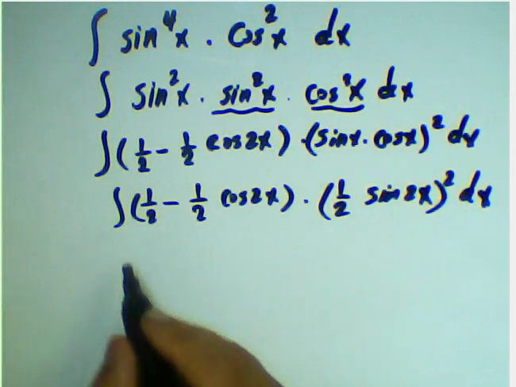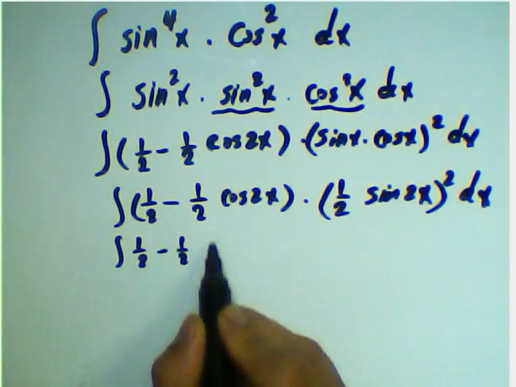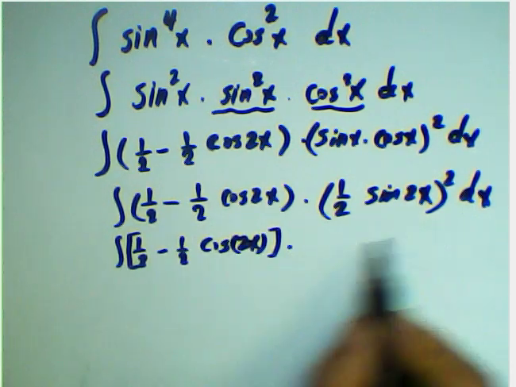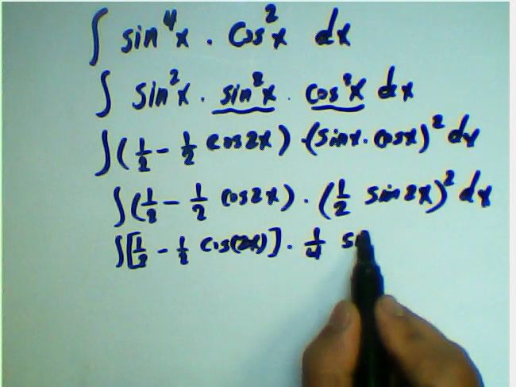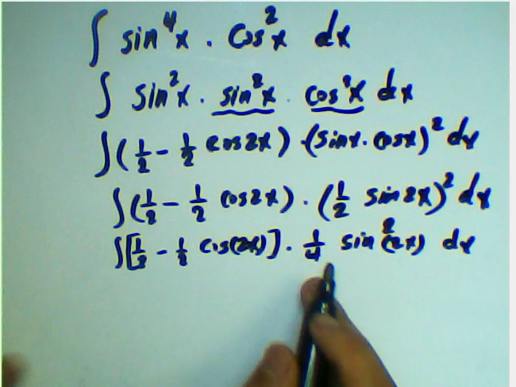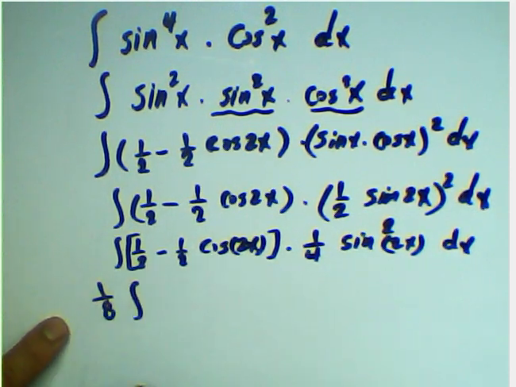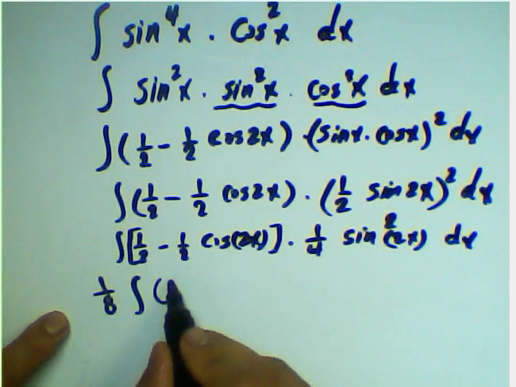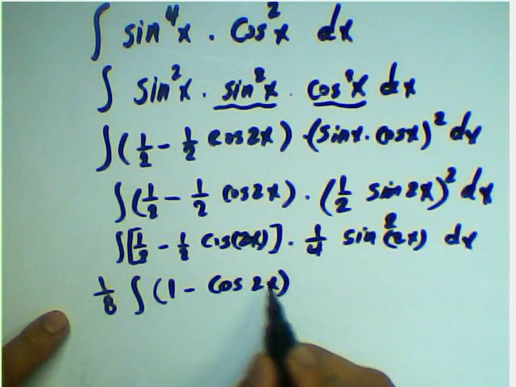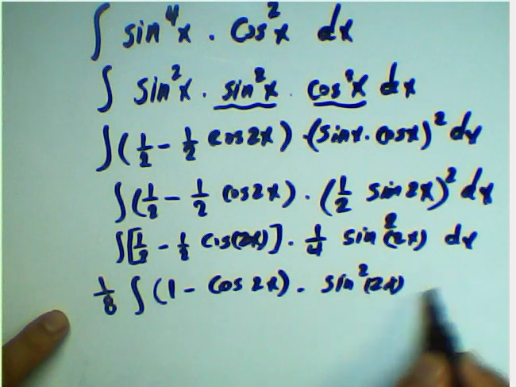Simplest result here. It will be half subtract by half cosine 2x dot 4 multiplication sine power 2 2x dx. 4 multiplication by half equals 2, right? It's the coefficient between them, and the result will be here 1 minus cosine 2x dot sine power 2 2x dx.